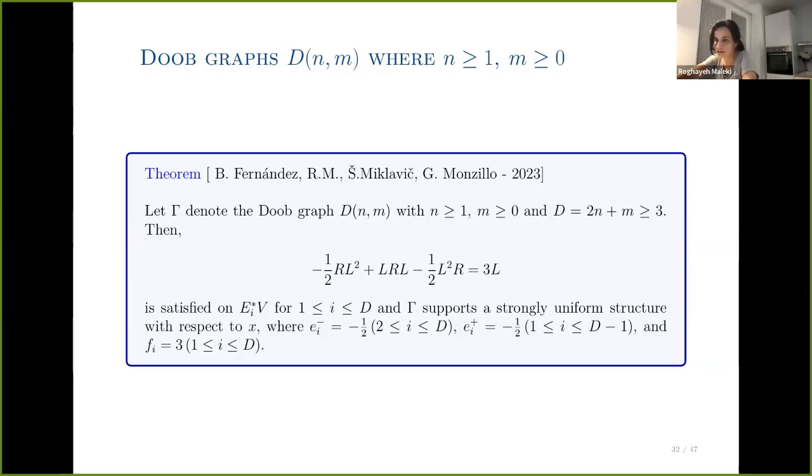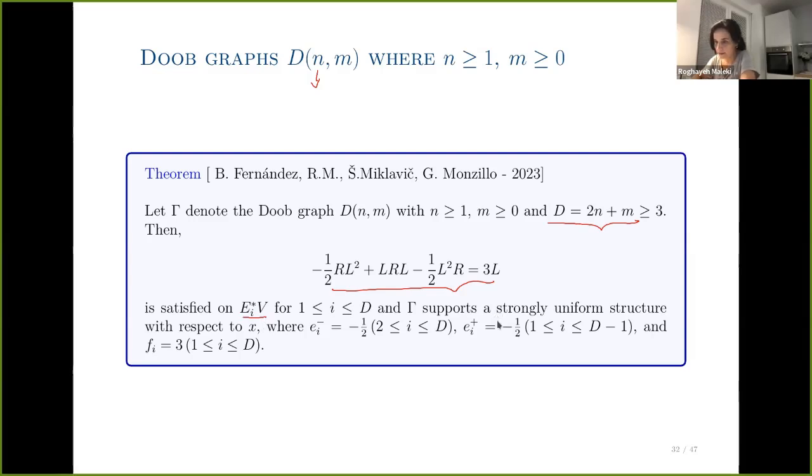And I think this is the last case of Duke graph. As you know, this is just a Cartesian product of n copies of the Chernyak graph and m copies of K4,4, where n is greater or equal to 1, m is greater or equal to 0, and it has diameter 2n plus m. Again, this equation holds on E_i star of W, and the graph, in fact, supports the uniform structure with respect to X.